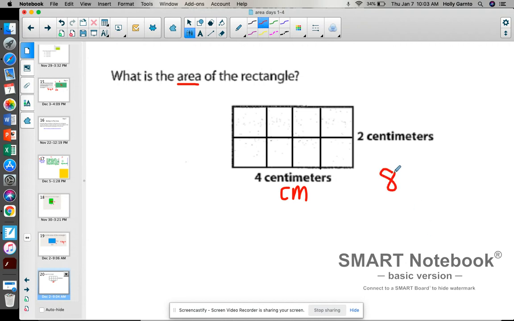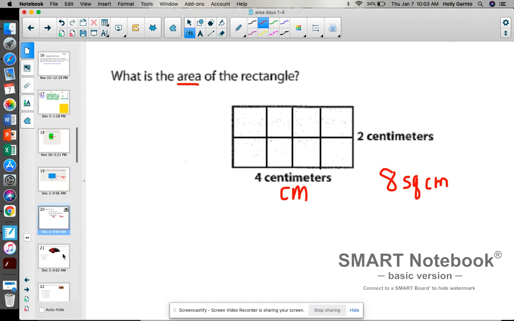So then I can just write 8 square cm for centimeters. And I'm abbreviating square as SQ. If you want to write out square, that's fine.